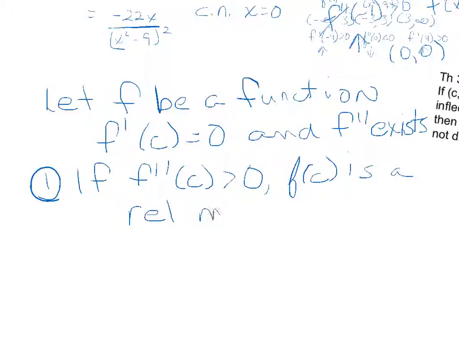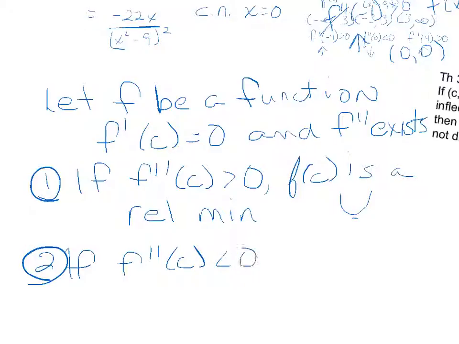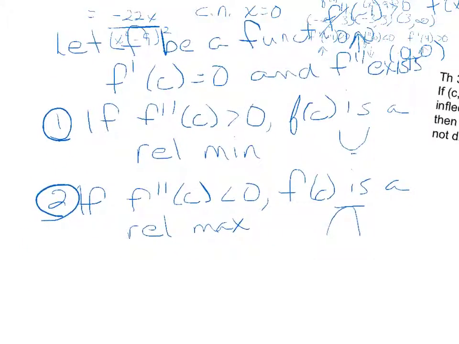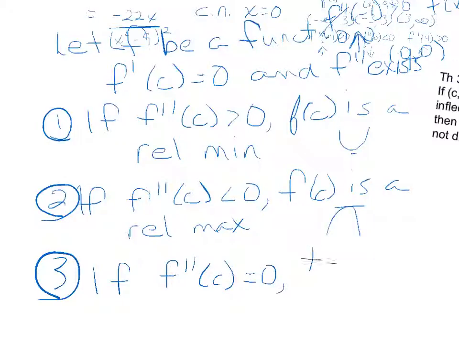And that makes sense if you think about the fact that it's concave up. You'd have a minimum. If f double prime of c is less than 0, then f of c is a relative max, because you are concave down. This is actually a theorem. Okay. Now, if f double prime of c equals 0, then this test fails and you have to use the first derivative test.